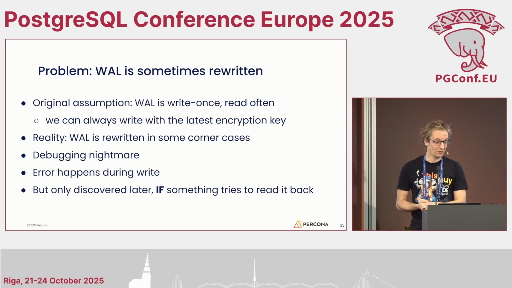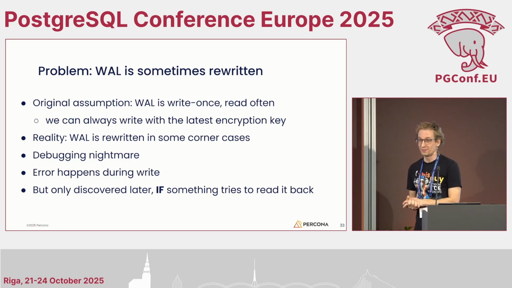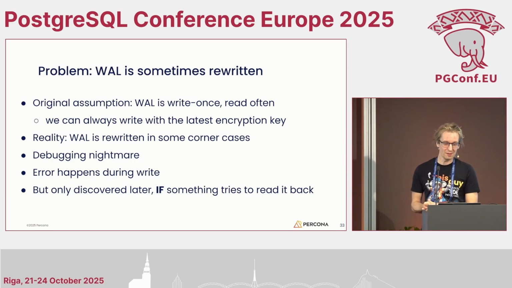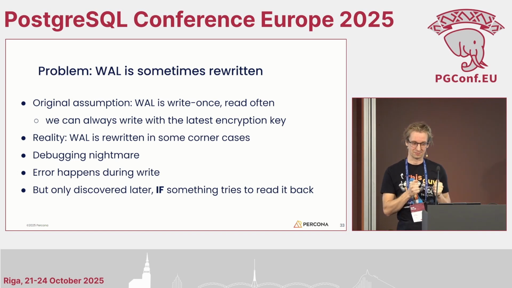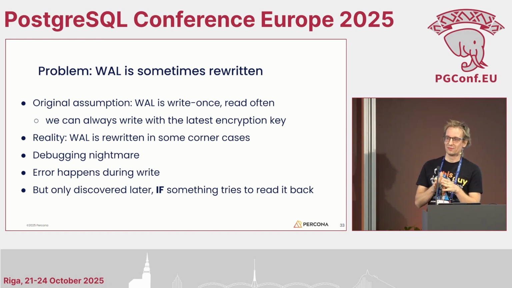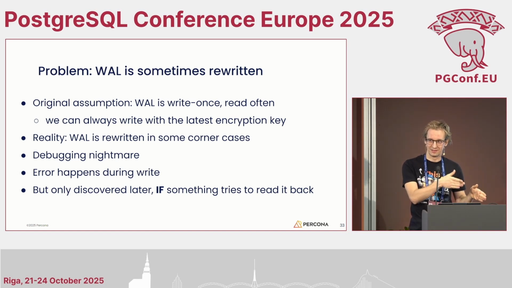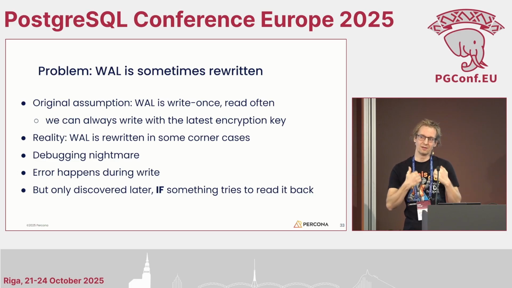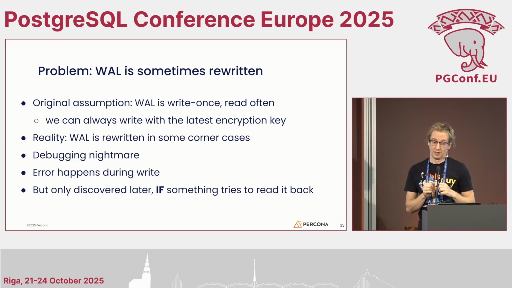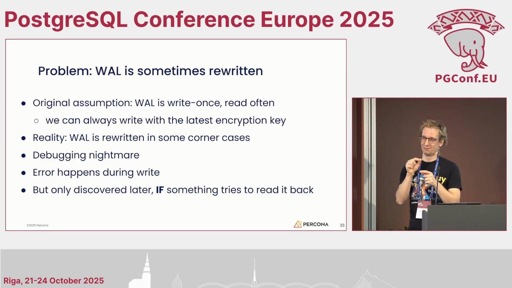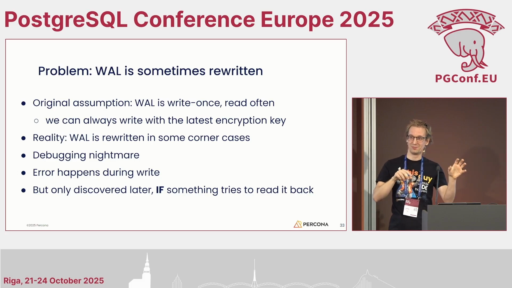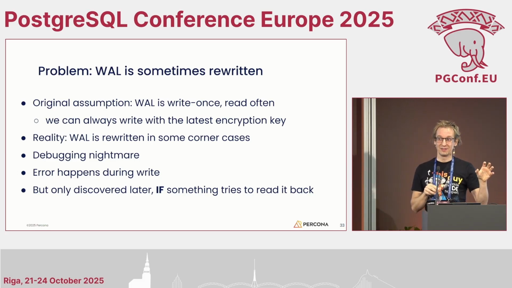Yes, of course, there are some corner cases. Especially with replication, it's possible that sometimes we have to rewrite old data. In practice, we are always rewriting the same old data, so it never changes. We never write something different to the WAL, and that's great. But the problem is that if we change the encryption key in the meantime, and then we rewrite all the data using the latest key, which shouldn't have been used there, then we get data corruption.